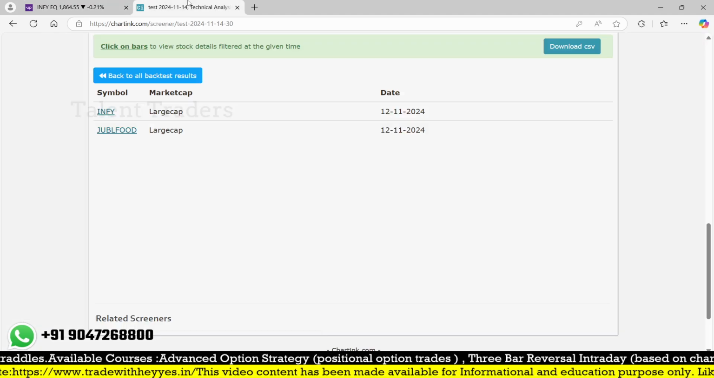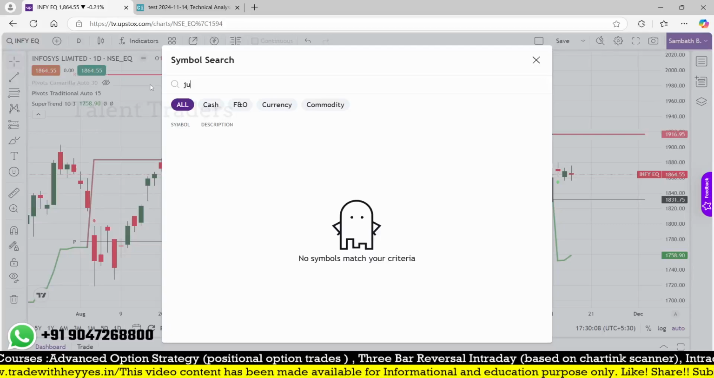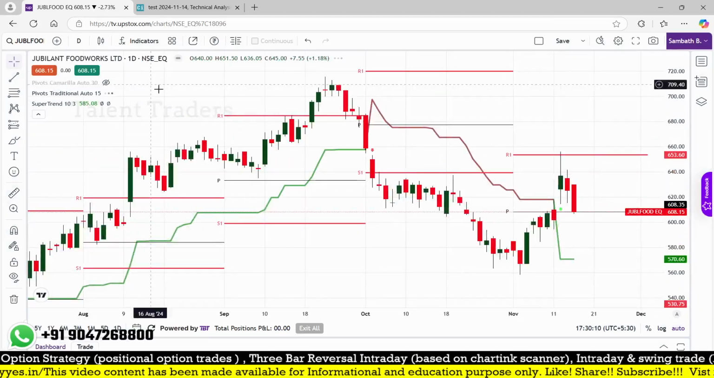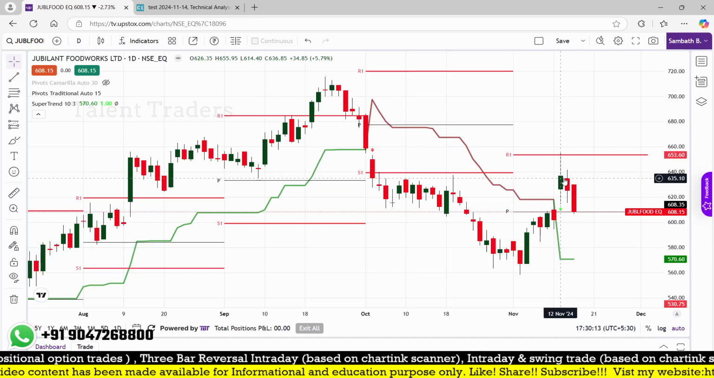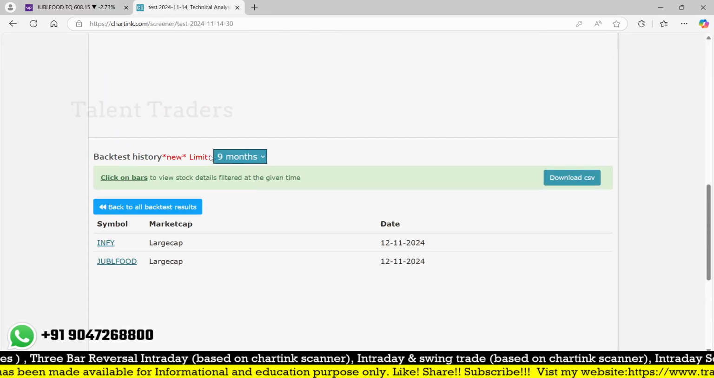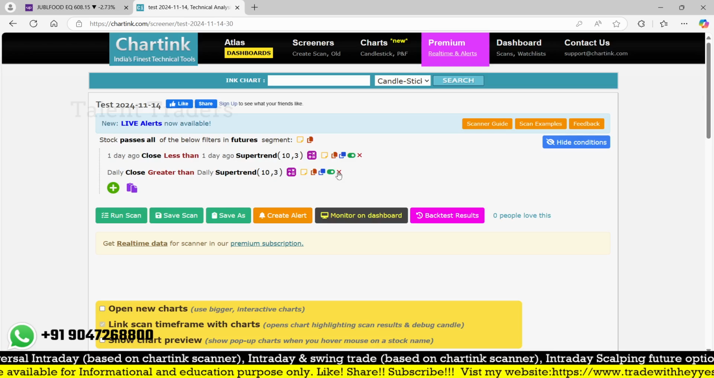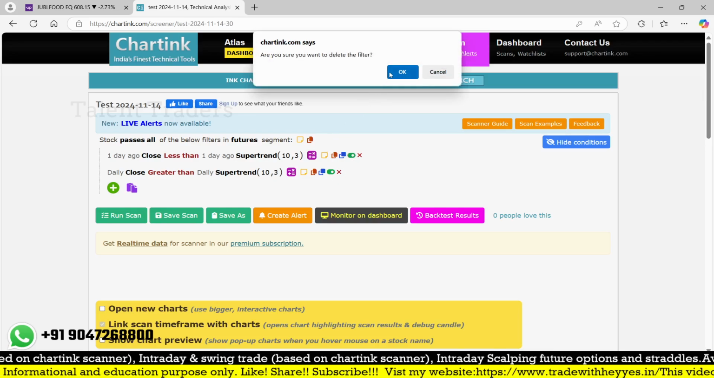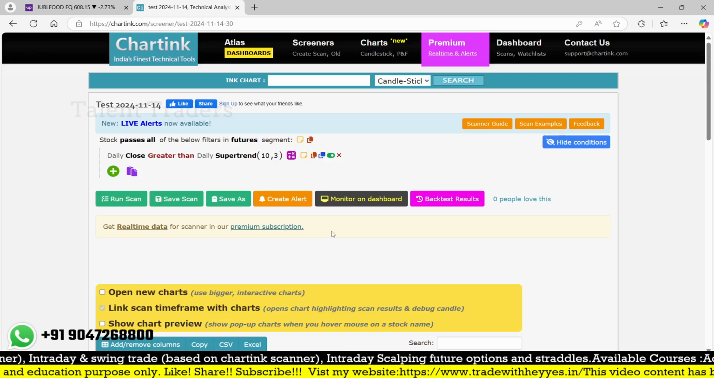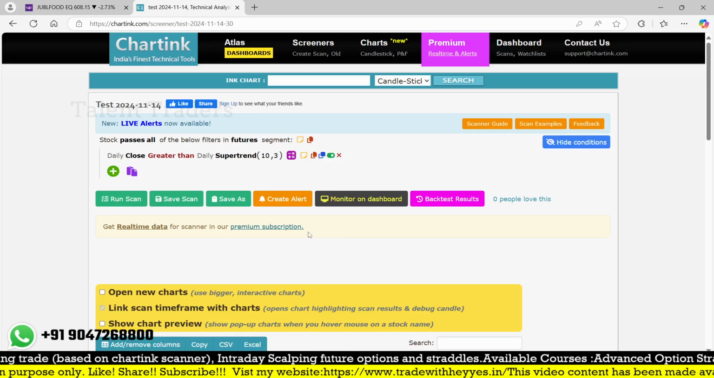And one more stock, Jubilant Food, on a daily basis. If you want, you can add these two conditions. I don't need the first one because of the scanner, but if you want, adding this particular condition will help you find out.